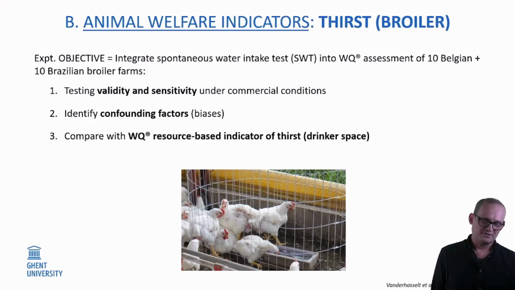And we did this on 10 farms in Belgium and 10 farms in Brazil, where we wanted to test in the research what the validity and the sensitivity was under commercial conditions, whether there were unwanted confounding factors that could be the basis of a bias. And we wanted also to compare this spontaneous water intake test with the indicator that is used in the welfare quality protocol, which is drinker space.